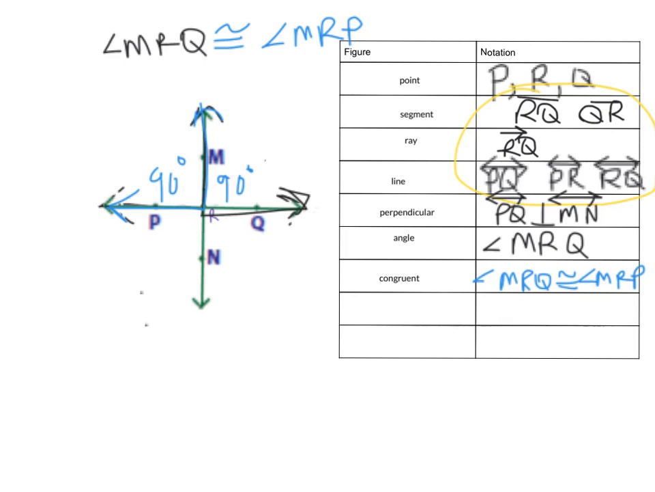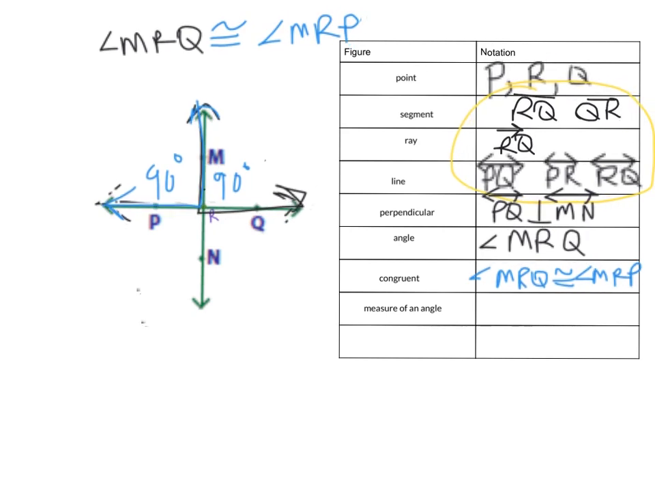Another thing that we can make notation of is how to write the measure of an angle. So if we're writing the measure of an angle, for example, we're going to use a lowercase m for measure of angle MRQ equals 90. When we want to name the angle measure, we're going to use this lowercase m, and we're going to use an equal sign. We could also talk about the measure of angle MRP also being 90.